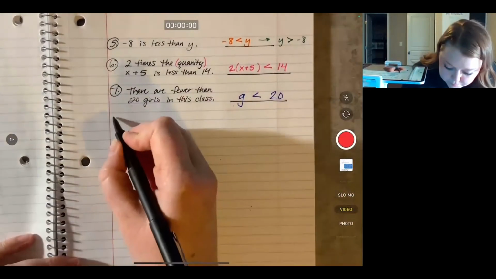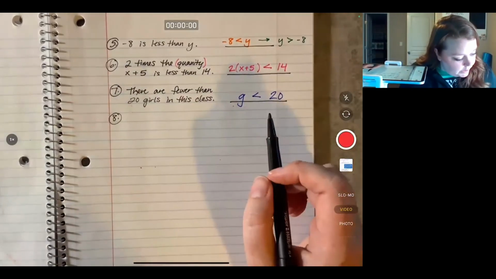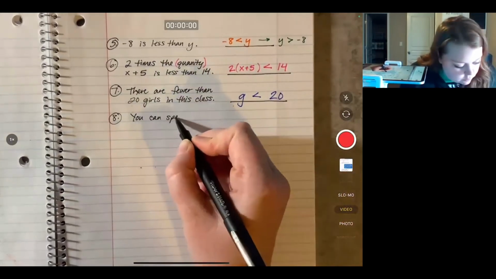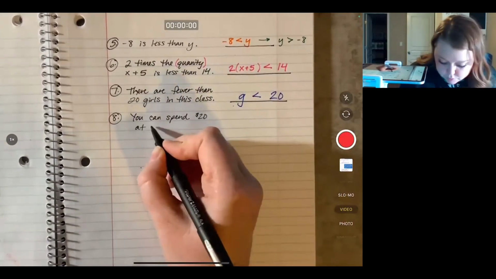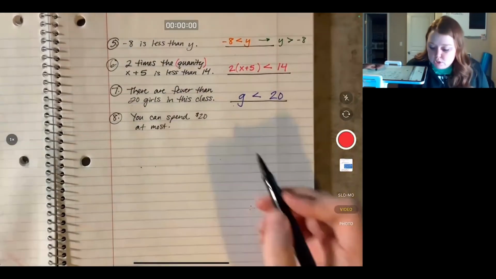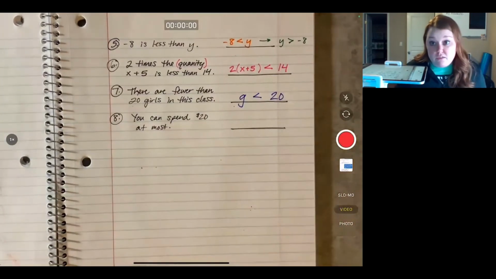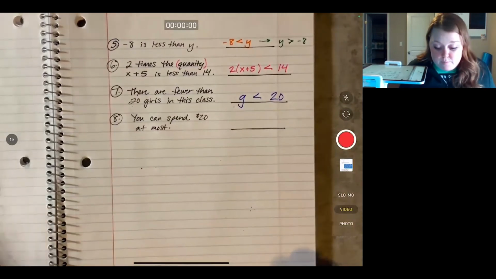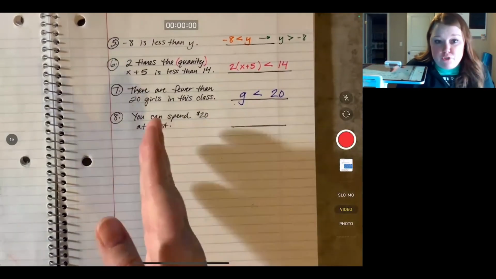Number 8. You can use X if you want to, that's fine. Number 8, you can spend $20 at most. So maybe you went to the mall and your mom gave you 20 bucks and she said, this is the most you can spend. Well, okay, so what are we comparing? We know we're comparing it to 20 bucks, how much you can spend.